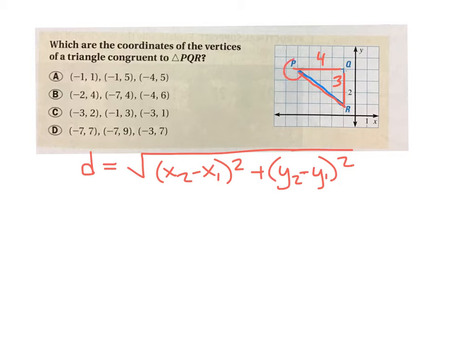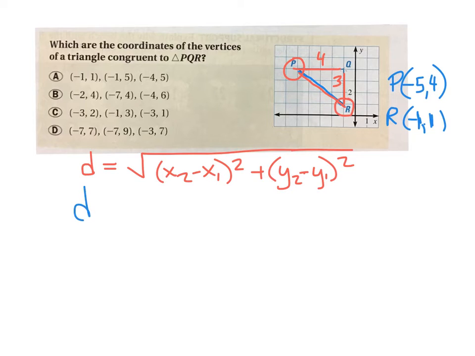So I need to know the point of P compared to the point of R. What is P? P is -5, comma 4, positive 4 because I went up. And then R is -1, comma 1, right? So these are the points I'm going to use in my distance formula.